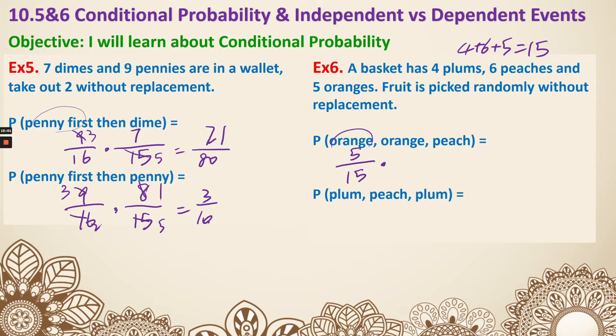Then the next one is still an orange, but 1 is already being taken out. So it's going to be 4 out of 14 now. And the third one is a peach. There are 6 peaches, but there are only 13 fruit left. That's how we set it up.